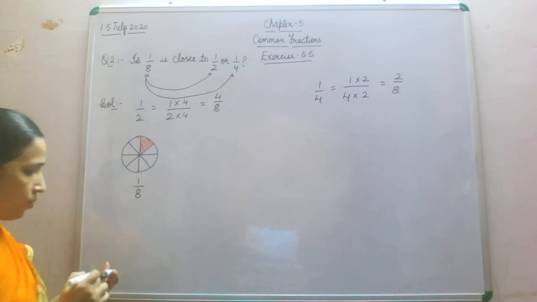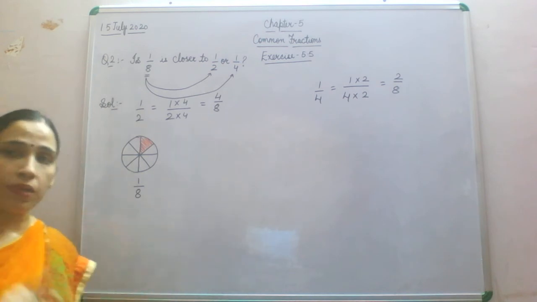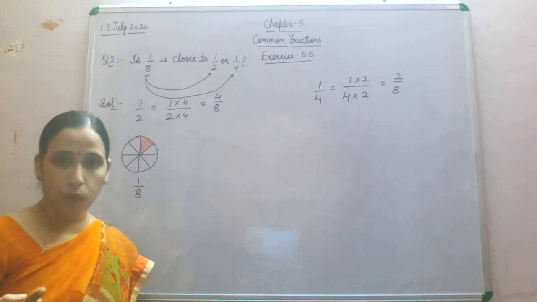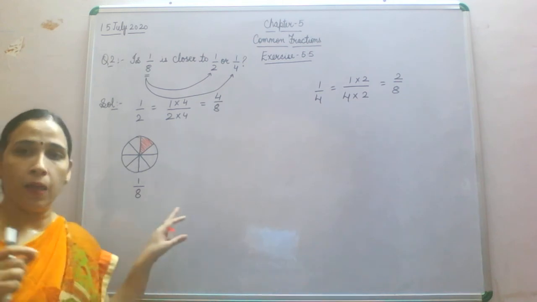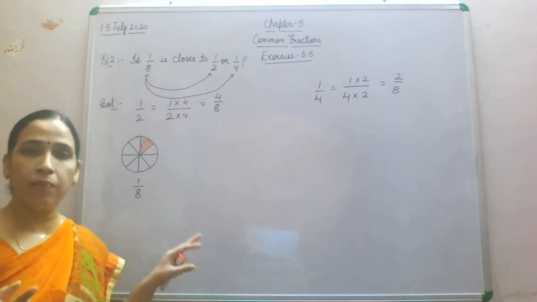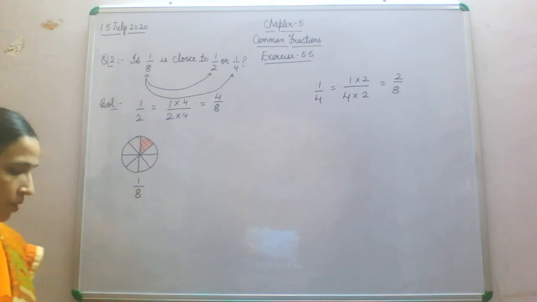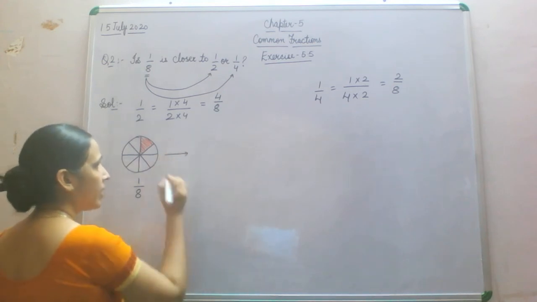Now for getting 4 by 8, I have to add. Directly we will not get 4 by 8. Again we will add 1 by 8 to 1 by 8, that will become 2 by 8. Once we add 1 by 8 in it.